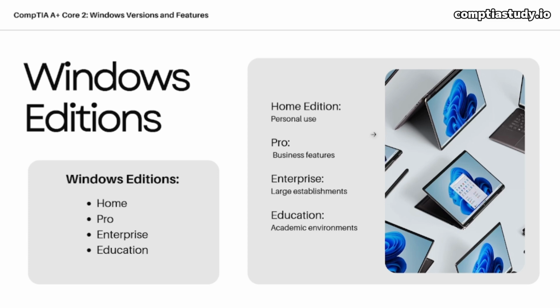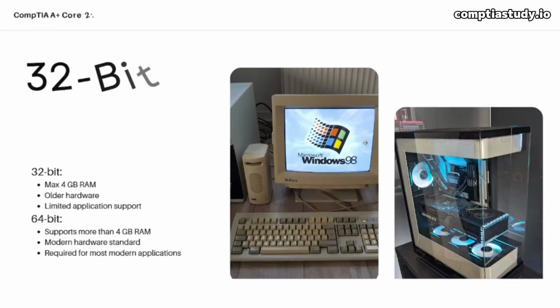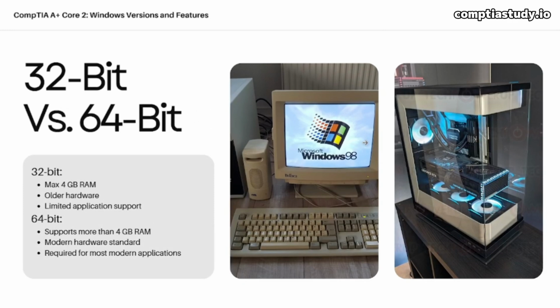Now that we've covered all the different editions of Windows, we're going to talk a little bit about the difference between 32-bit and 64-bit. Windows can be installed as either a 32-bit operating system or a 64-bit one. The primary difference between these versions is how much memory the system can support. A 32-bit version of Windows can only support a maximum of 4 gigabytes of RAM. And because of this, 32-bit operating systems are only found on older computers or legacy systems.